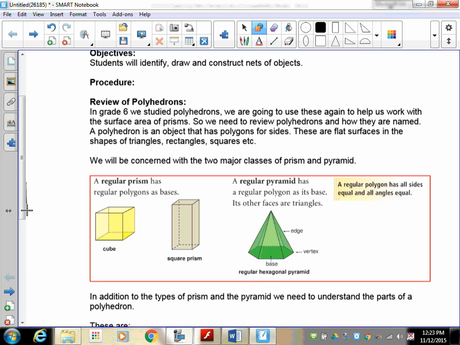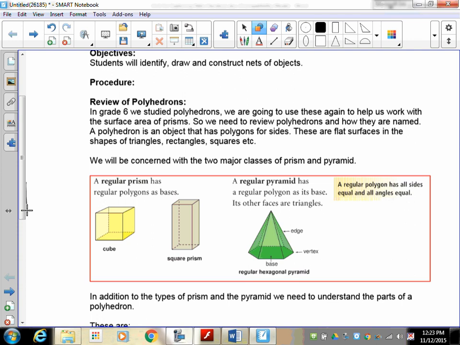So in grade 6, we study polyhedrons. We're going to use these, again, to help us work with the surface area of prisms. So we need to review polyhedrons and how they're named. A polyhedron is basically an object that has polygons for sides. Now remember, a polygon is a flat surface, like a triangle, square, stuff like that.